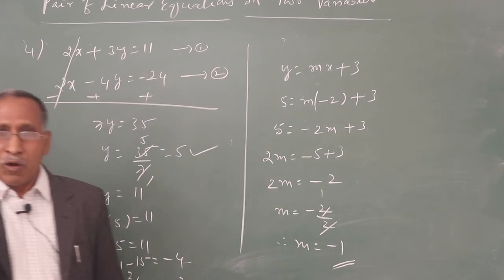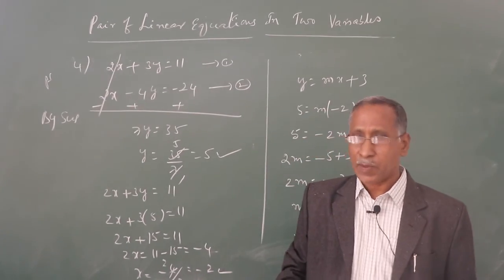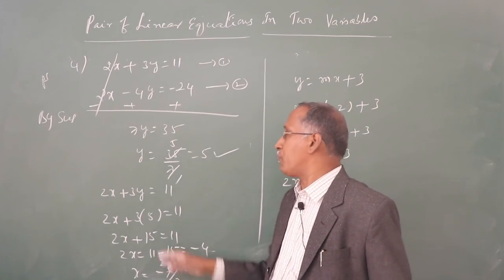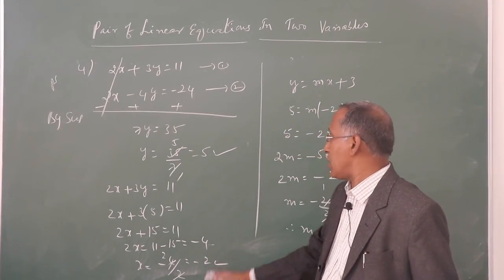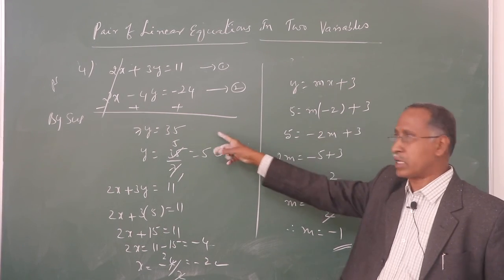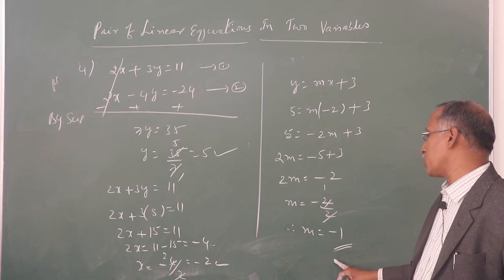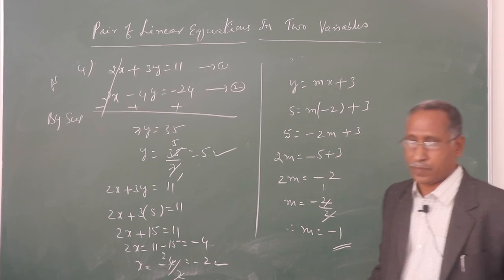Well, today we have learned to solve equations by the substitution method and the elimination method. By using the elimination method, we found the values of x and y. Then to find the value of m, we did the substitution, y is equal to 5 and x is equal to minus 2. At last, we got m is equal to minus 1.